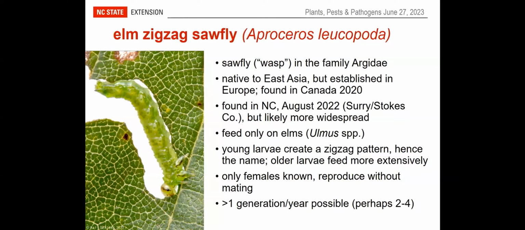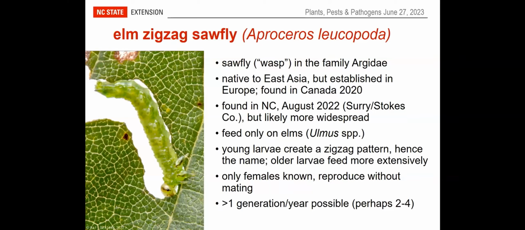In fact, we have a paper coming out describing all of the populations that are currently found in the US, which include many of the eastern states down to North Carolina. They feed only on elms, as their name implies, so species in the genus Ulmus. The young larvae create a zigzag pattern, hence the name, and I'll show you that in a second.